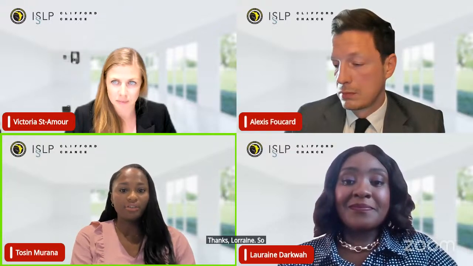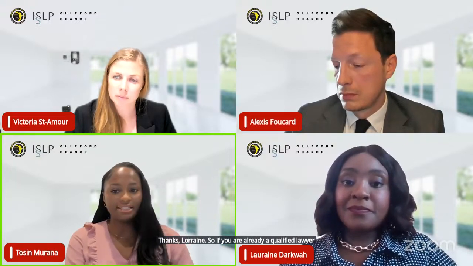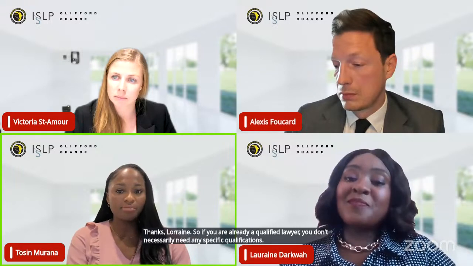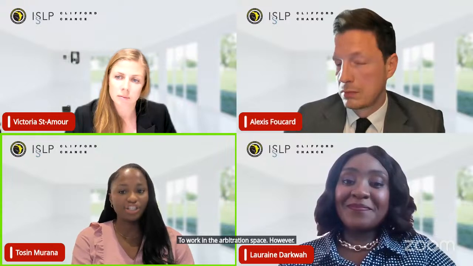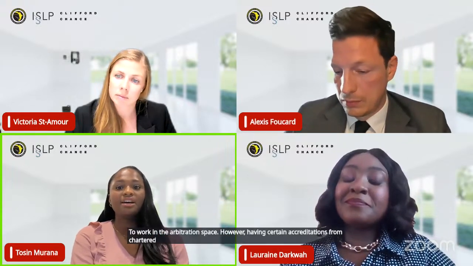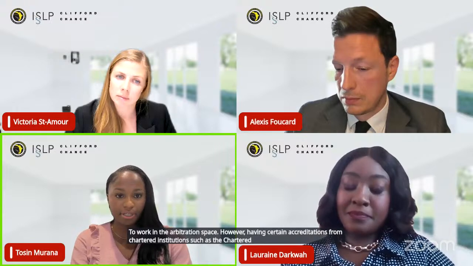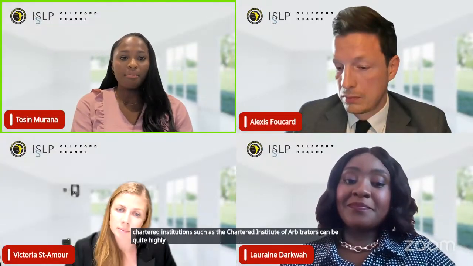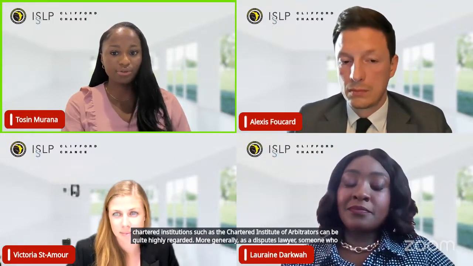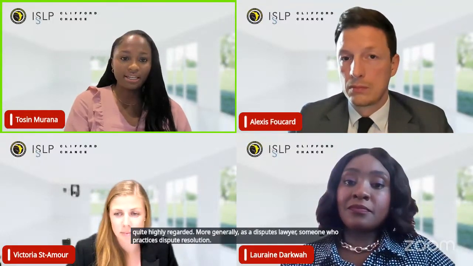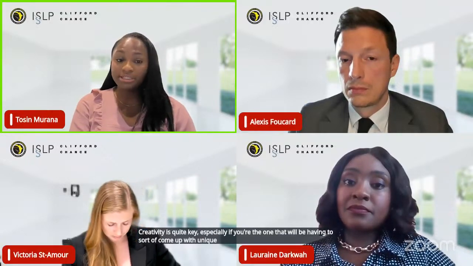Thanks, Lauraine. So if you are already a qualified lawyer, you don't necessarily need any specific qualifications to work in the arbitration space. However, having certain accreditations from chartered institutions such as the Chartered Institute of Arbitrators can be quite highly regarded. More generally, as a disputes lawyer, someone who practices dispute resolution, creativity is quite key, especially if you're the one that will be having to come up with unique legal arguments.